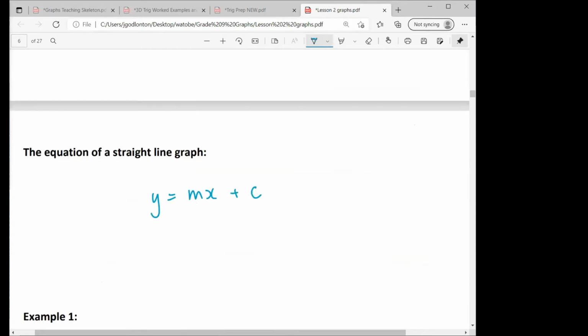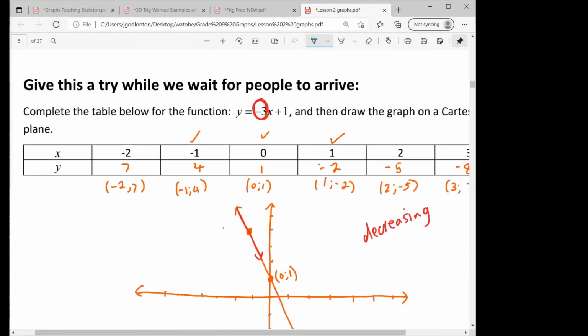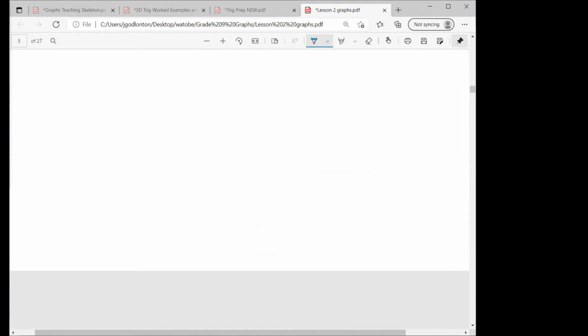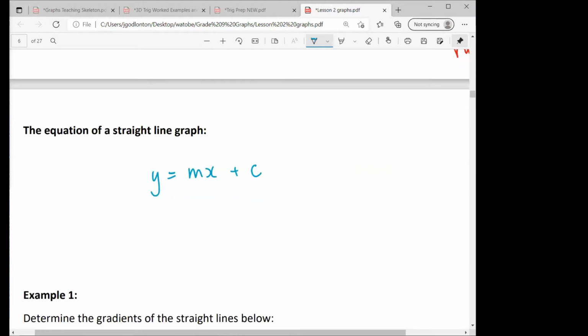So if you have a look at what we just did in this table, do you see how we have a y equals negative 3x plus 1? That was a straight line formula. So if I was to write that over here, we had y equals negative 3x plus 1, which would mean that my m was negative 3 and my c was 1. Okay, but don't panic about that just yet. We'll play with this formula more as we move through graphs.